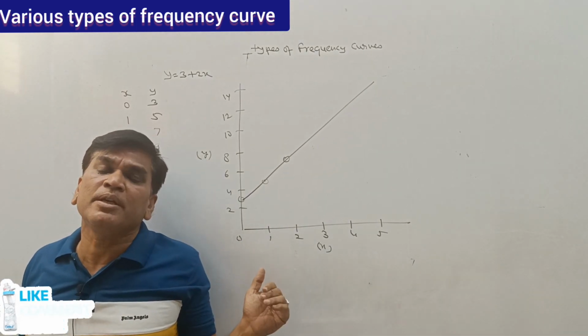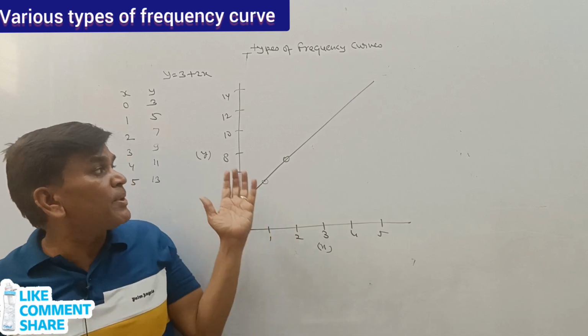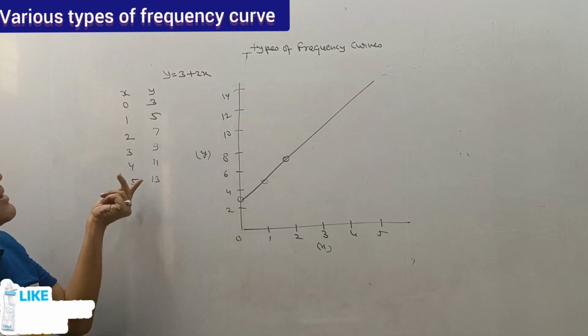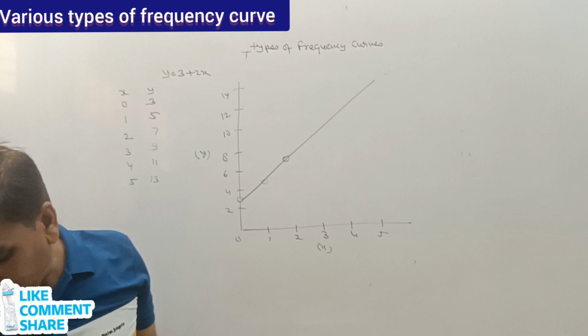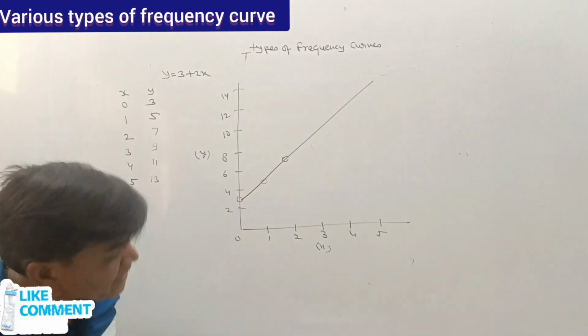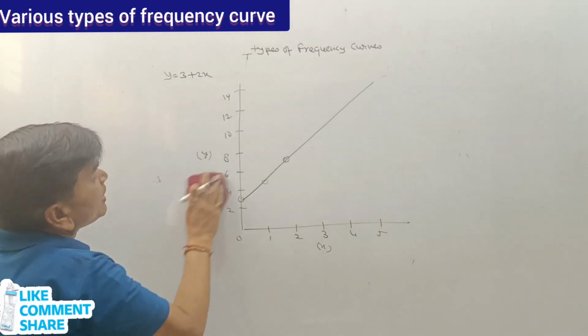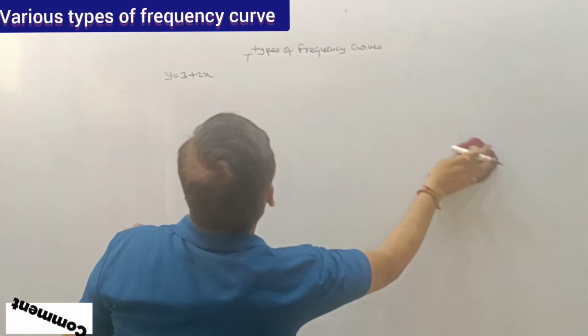How to plot an equation on graph paper? It's very easy. You take different values of x like 0, 1, 2, 3, 4, and then you may draw a graph. Next, if we have a more difficult equation, there also you can draw the graph, no problem at all.